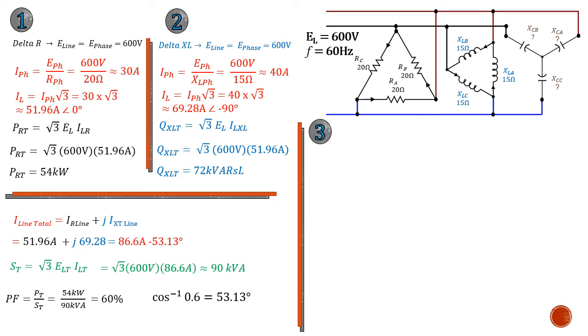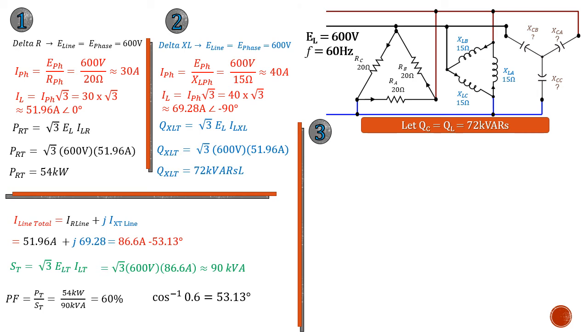Step 3 is to solve for unity power factor. And again, in order for it to be unity, ST is equal to PT, we have to get rid of our reactive power. Since our capacitive power is 180 degrees out of phase with our inductive power, we let QC equal QL, which is 72 kVARs.